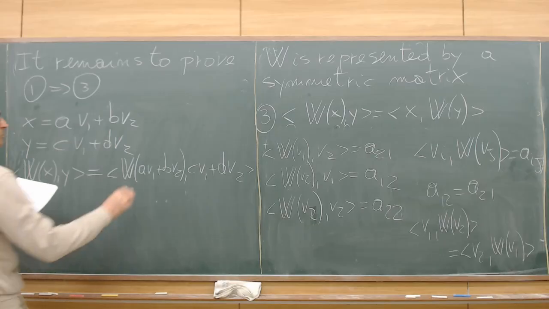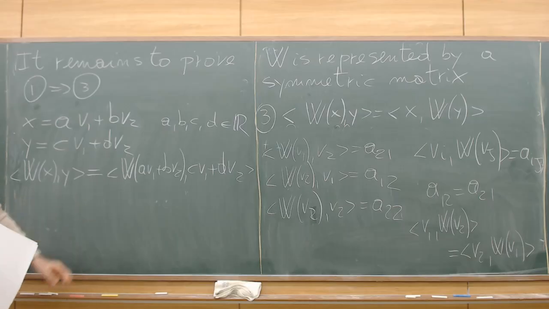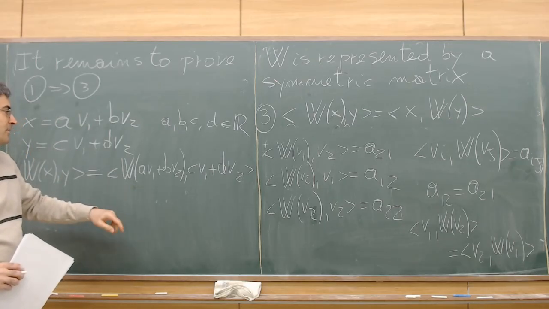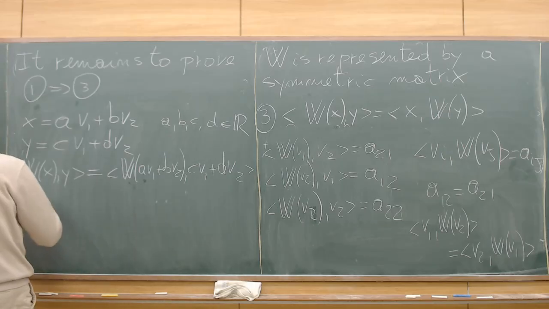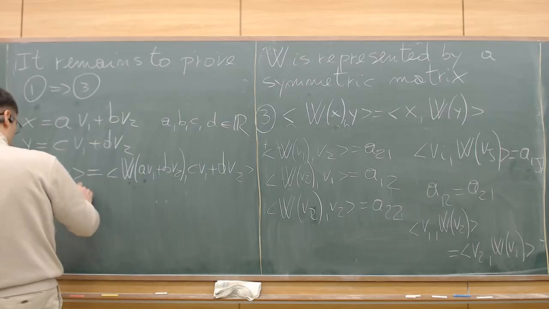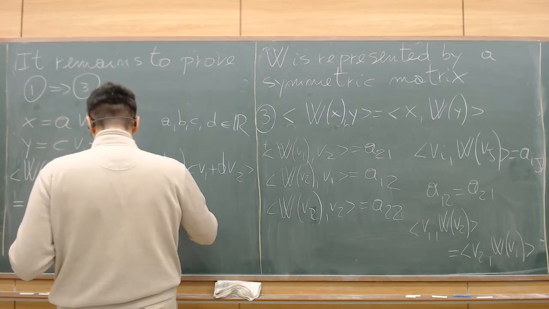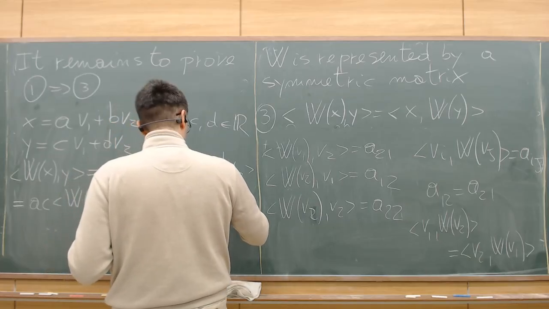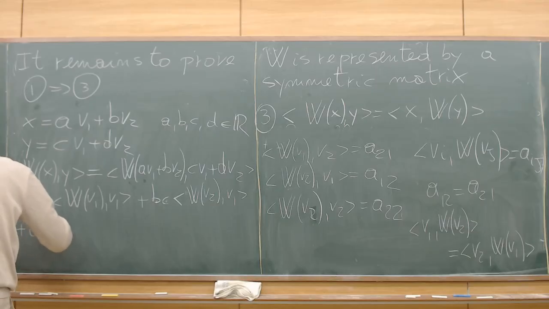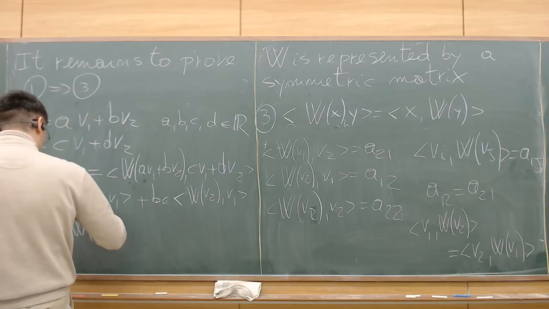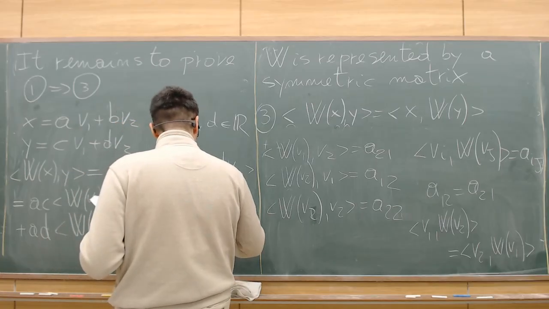And now you use the properties of the inner product, and in particular the bilinearity and the linearity of W. And you can write this as AC W V1 V1 plus BC W V2 V1 plus AD W V1 V2 plus BD W V2 V2.